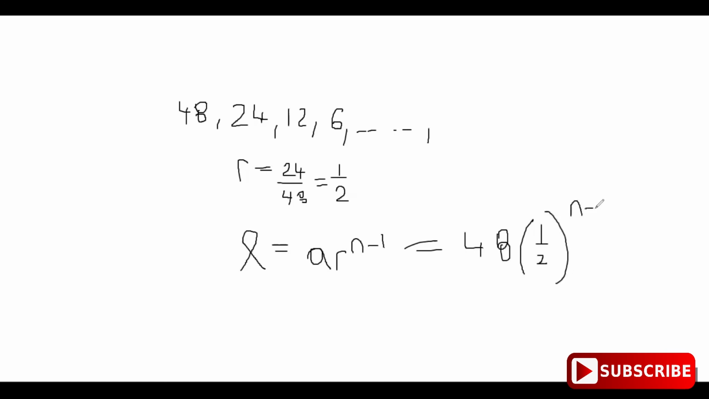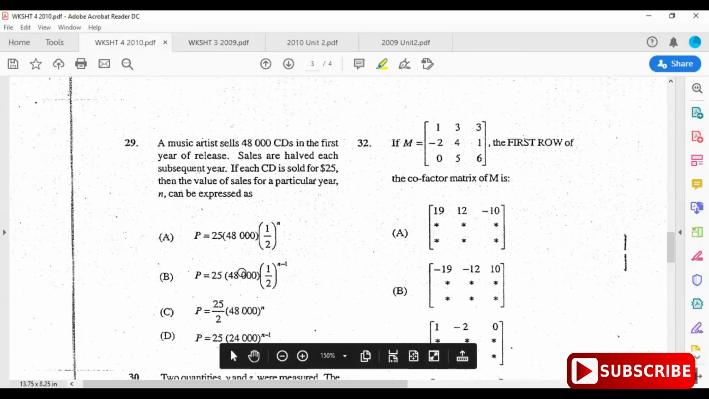The only difference is that because it is in price, and they told us the price for one CD, whatever you get, you're going to have to multiply it by 25, because $25 is the cost for a CD. So the 25 is there, so it's 48 times a half to the n minus 1. That's B.